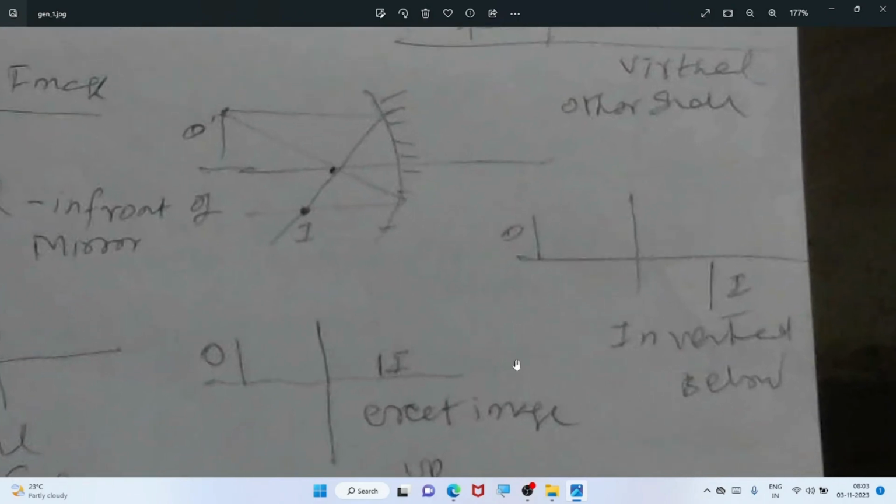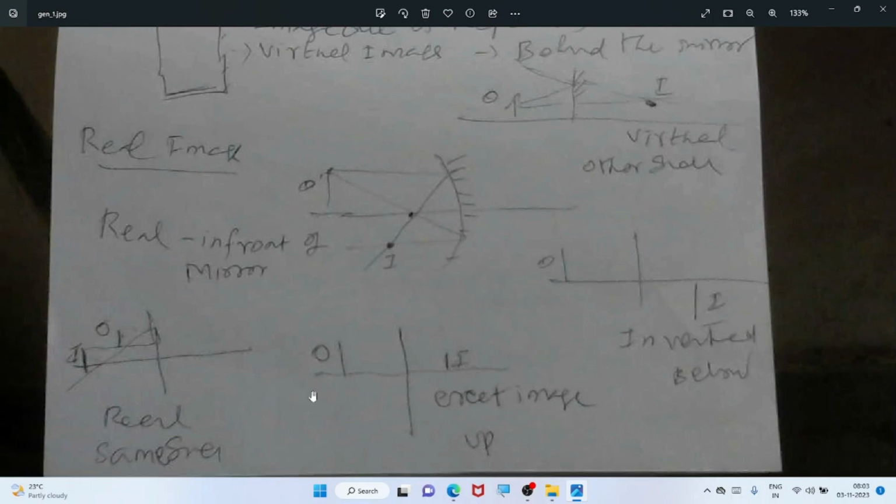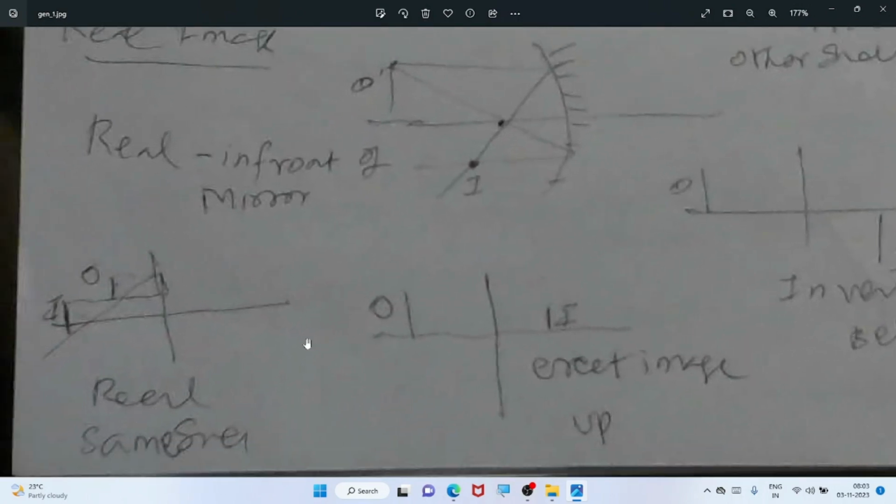And here if an image is formed below the object, below the principal axis, that is the inverted image. Object here, image here. So that is an inverted image. Erect image means it is not below the principal axis, it is above, at the same level as the object. This is the erect image. So real is on the same side.